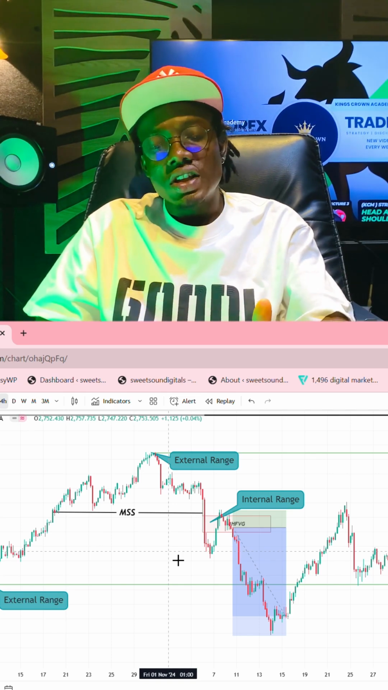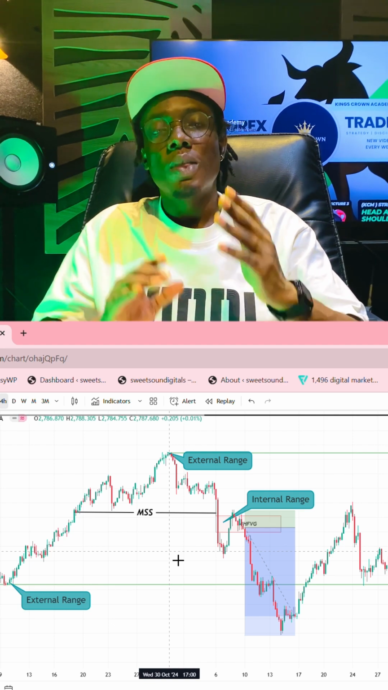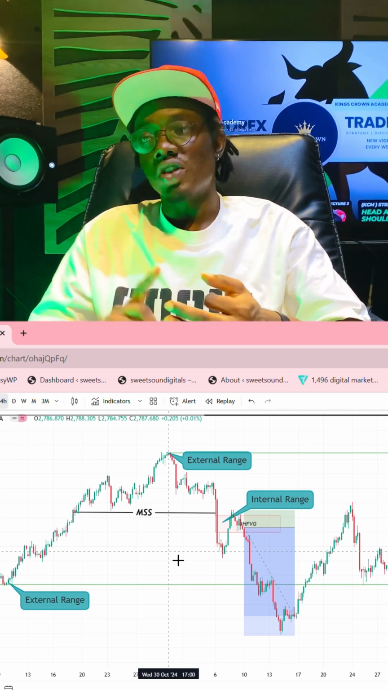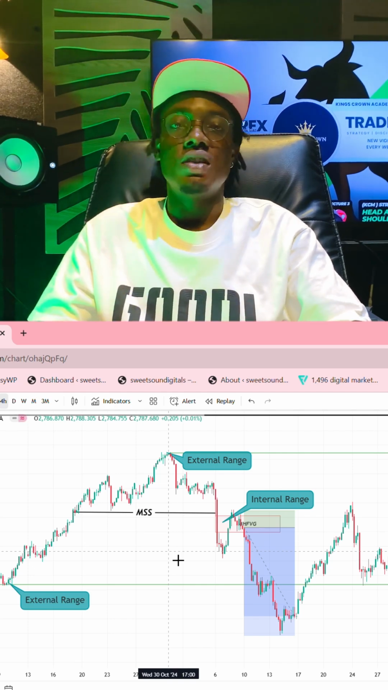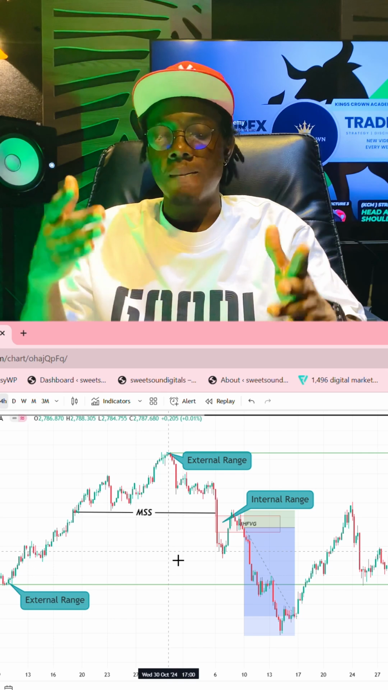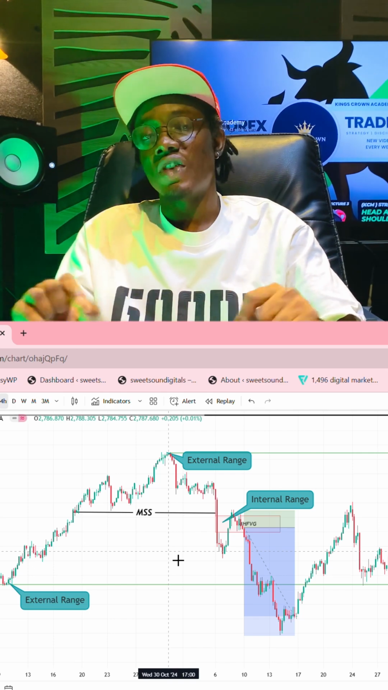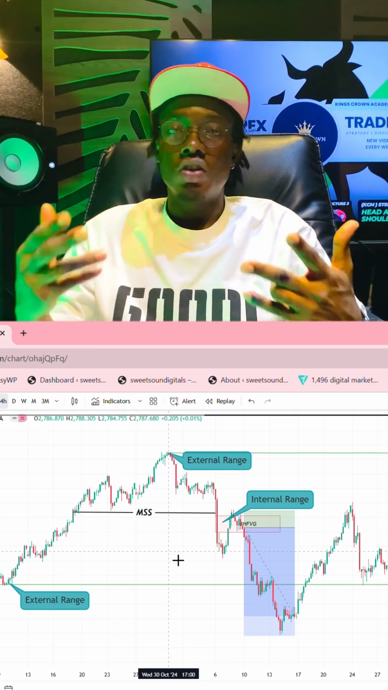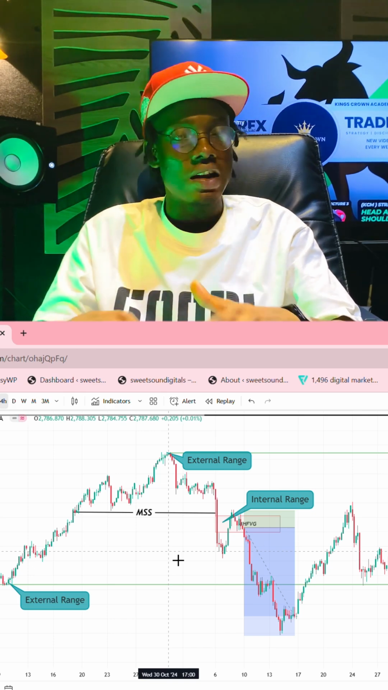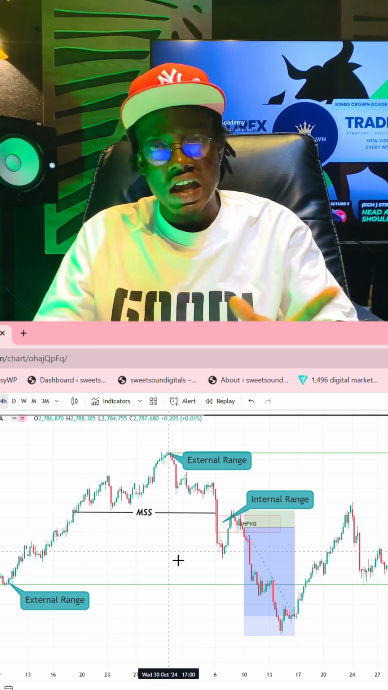So this is a live chart example of liquidity. We've talked about different concepts of liquidity: the buy side liquidity, the sell side liquidity, and the external and internal range liquidity, how to spot them, and merging them with market structure shift and fair value gaps. Price does two things. Price either goes to seek liquidity, or price comes to fill an imbalance. These are the two things that happen in price.